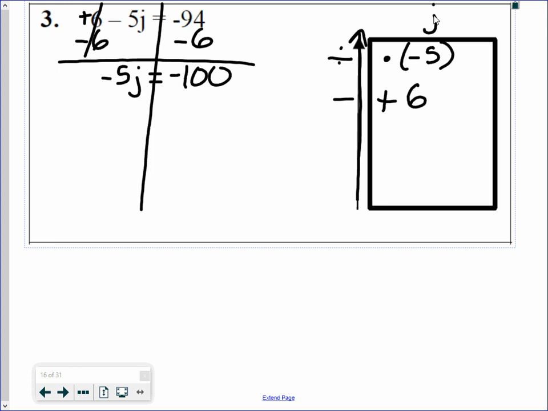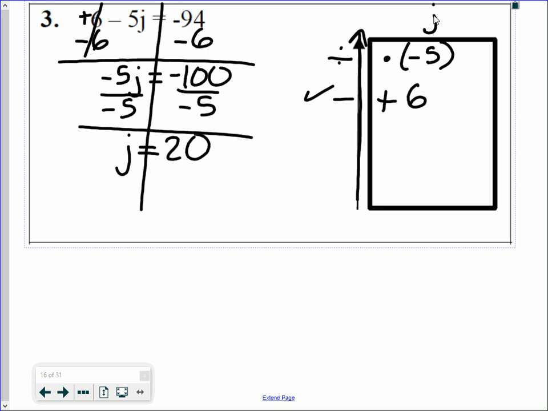Next step, so we did this one. Next step, we're going to divide by negative 5. Let's do it. Divide by negative 5. Negative 5 divided by negative 5 leaves me just 1j. I'll just write j instead of 1j, but that's how that goes. And then negative 100 divided by negative 5 gives me 20. So we have j equals 20. And we used our box, did everything it said to. We know what j is. J equals 20, so we're good.